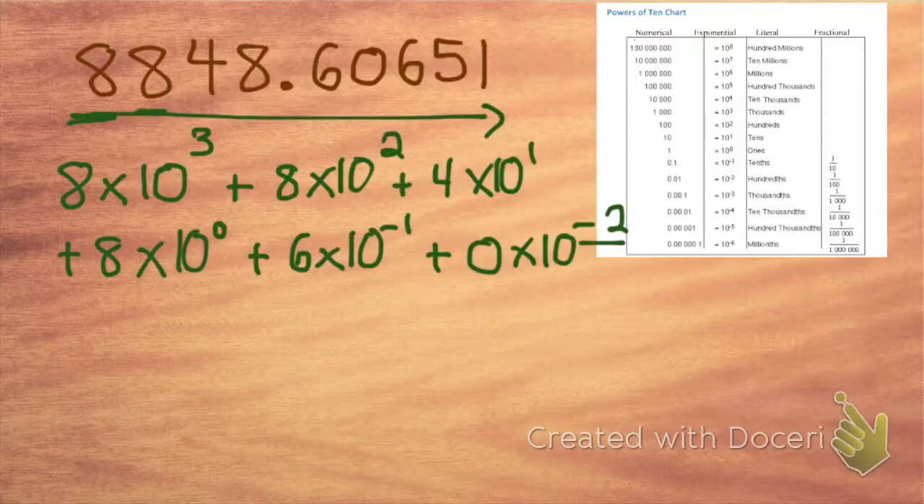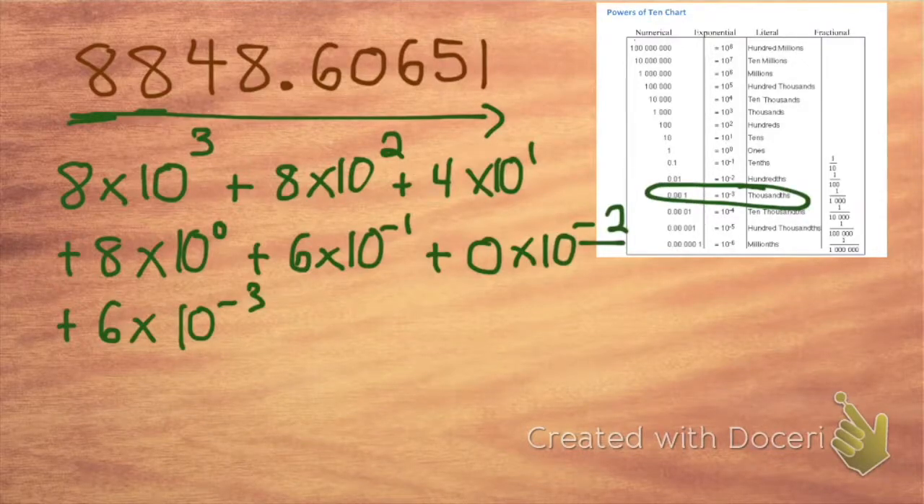So I'm going to do 0 times 10 to the power of negative 2, for the reason that it is in the hundredths column, and for the reason why it's 2 places after the decimal. The next number after the 0 is another 6. And because the last one was 10 to the power of negative 2, I already know that this second 6 here is in the thousandths column, which means that it's going to be multiplied by 10 to the power of negative 3.